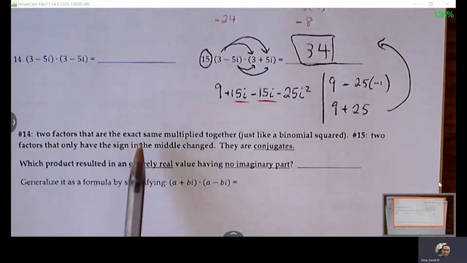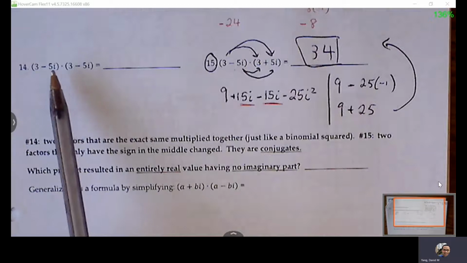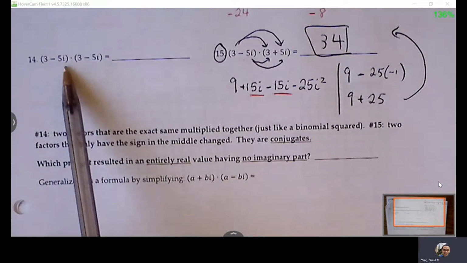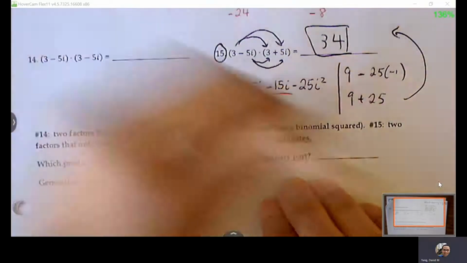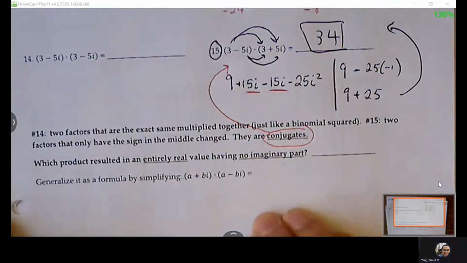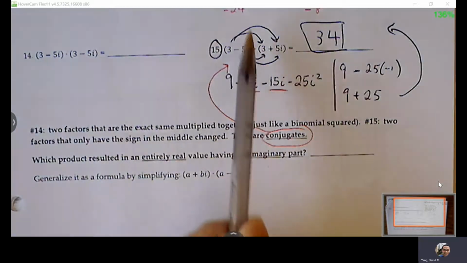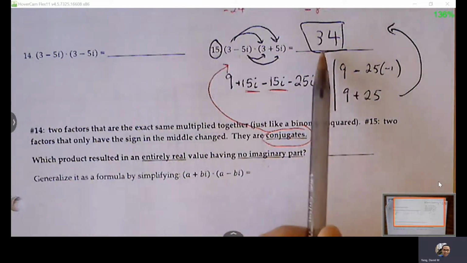Okay, so 2 factors that are exactly the same multiplied together. That's what number 14 is. Number 14 we didn't do, but if I have binomials that are exactly the same, the imaginary unit will not cancel out. It's going to get doubled. But 2 factors that only have the sign in the middle changed are conjugates. So just draw an arrow to that. Which product is an entirely real value having no imaginary part? We see that here the imaginary unit is not going to go away, but here, when you multiply by the conjugate, you get the imaginary portion to completely disappear, as you can see here.